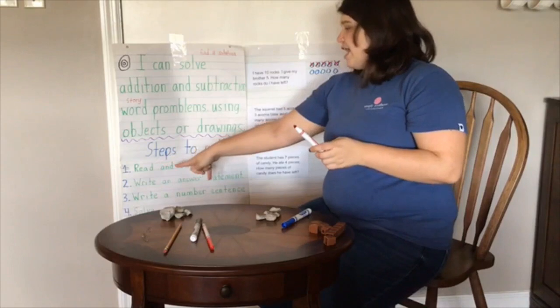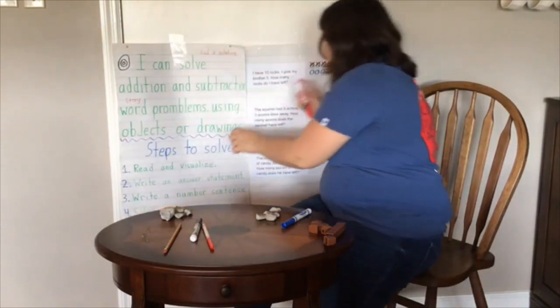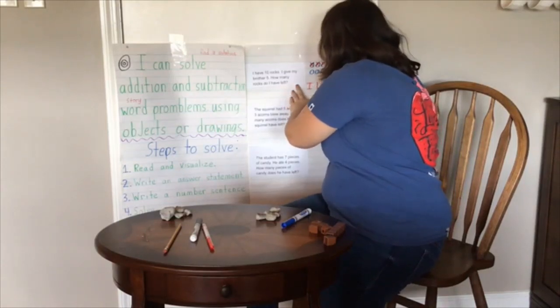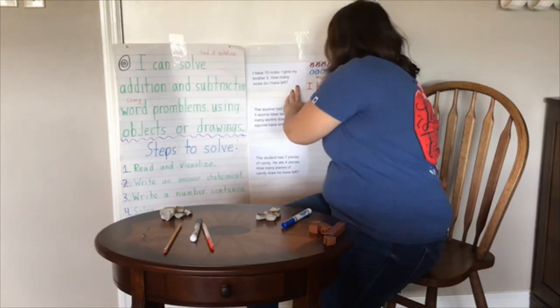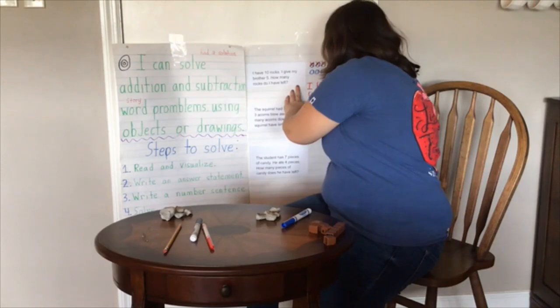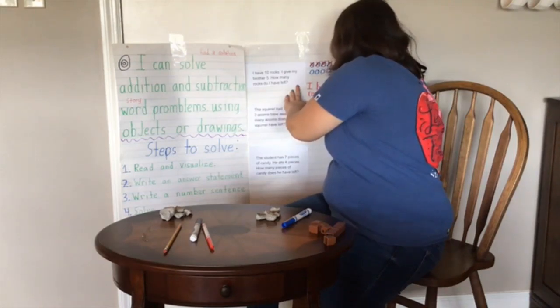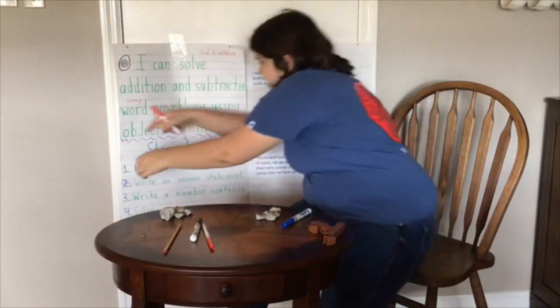So we read and visualized. Next, we're going to write an answer statement. So, I have blank rocks left. Period. Then we're going to write a number sentence.